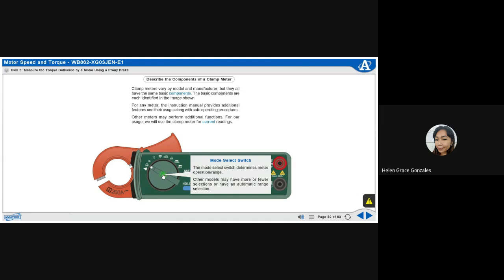Mode Select Switch. The Mode Select switch determines meter operation range. Other models may have more or fewer selections or have an automatic range selection.